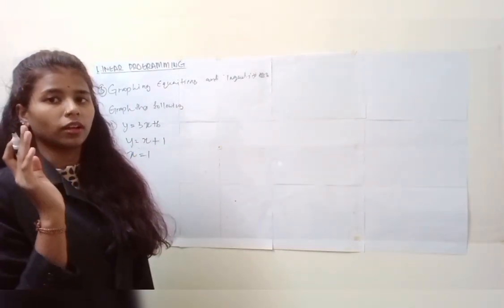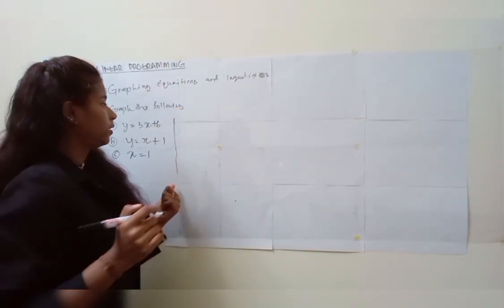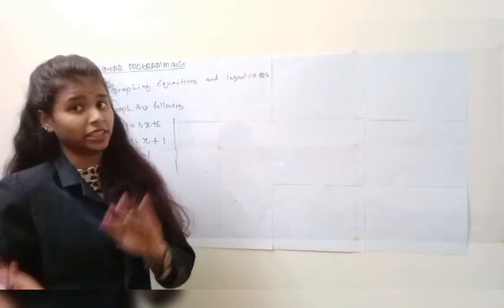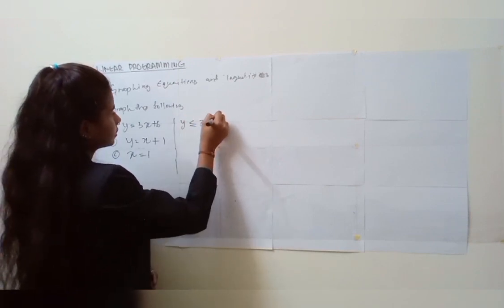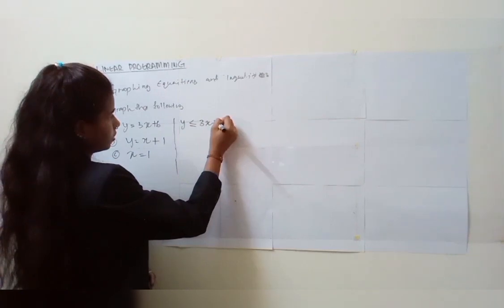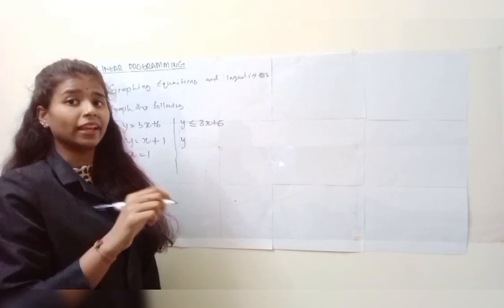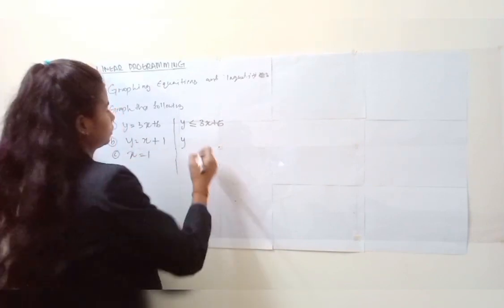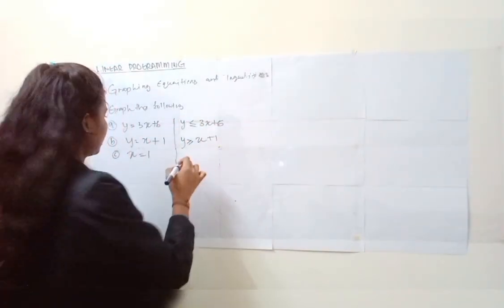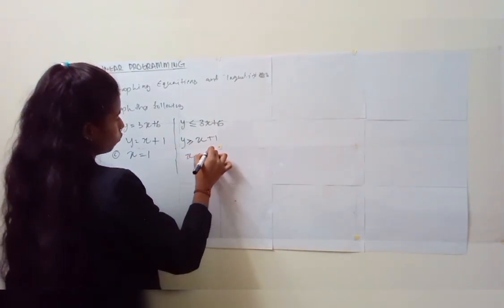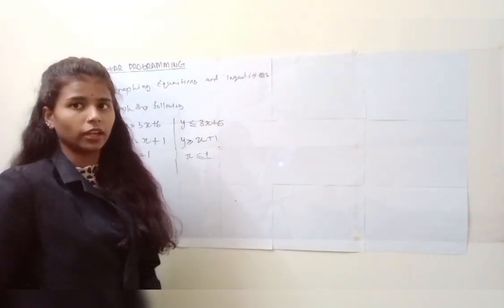So I want to tell you guys about this one. So first of all we justify which is less, which is more. So y is less than 3x plus 6. And then the second one is y is more than x plus 1. The third one is x less than 1. Okay. We start to plot the graph.